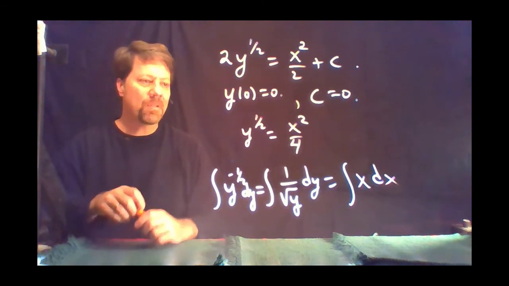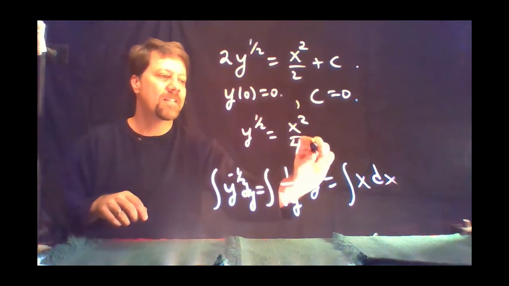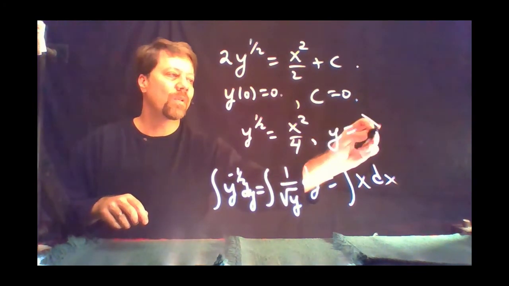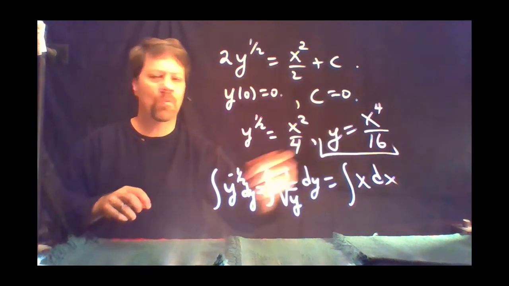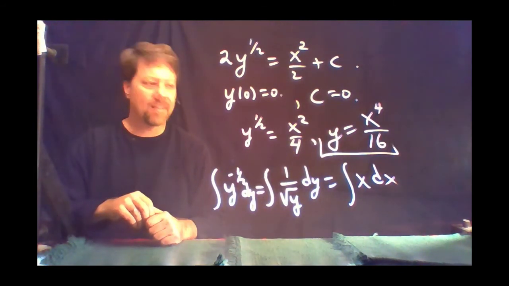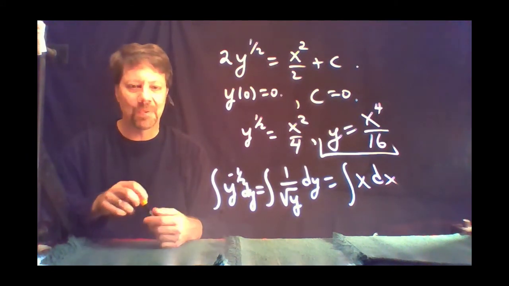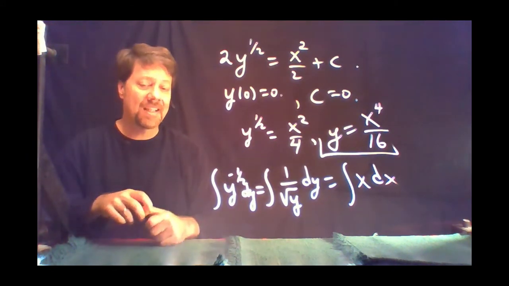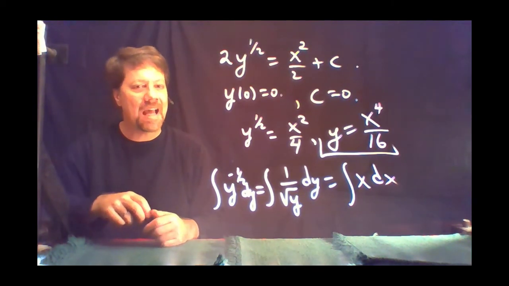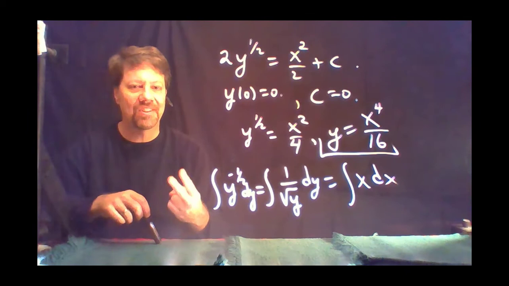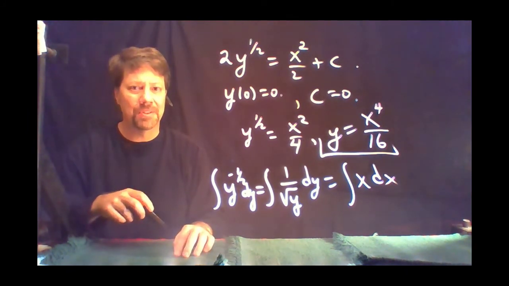To simplify this, or to solve for y, we can square both sides, yielding y equals x to the 4th over 16. But wait a minute. I thought we already had a solution y identically equal to 0. But here's a second solution to the differential equation. How is it that we're not getting only one solution, we're getting two? Let's back up and examine the original differential equation.